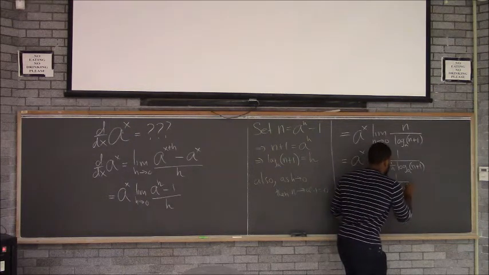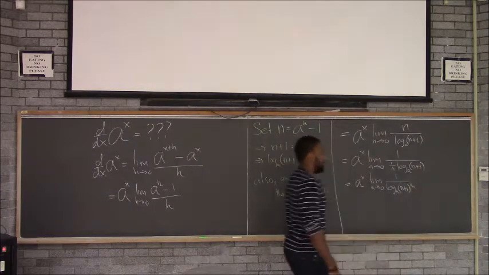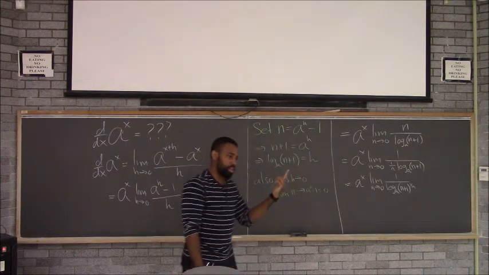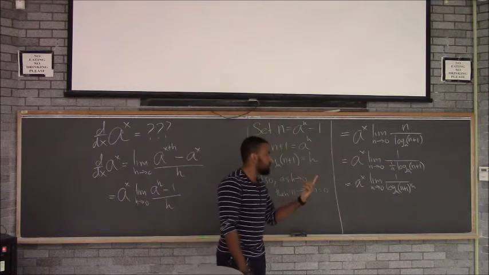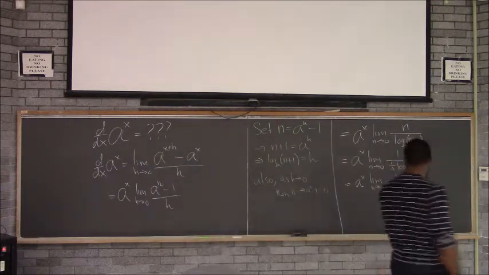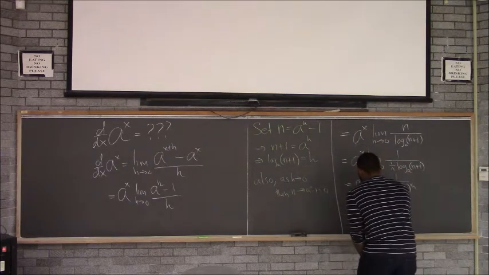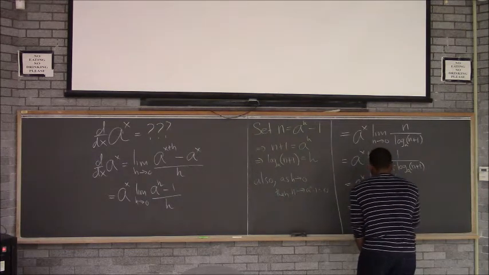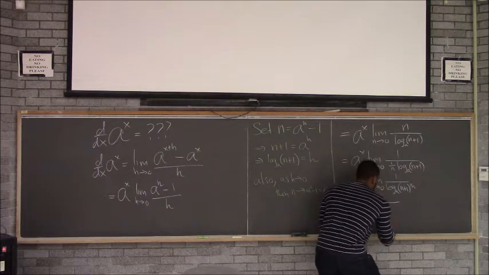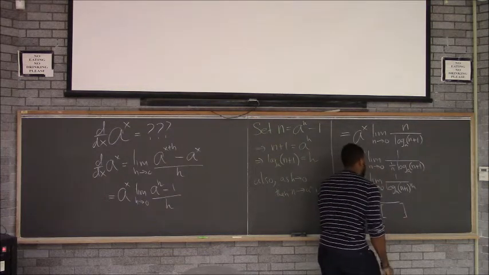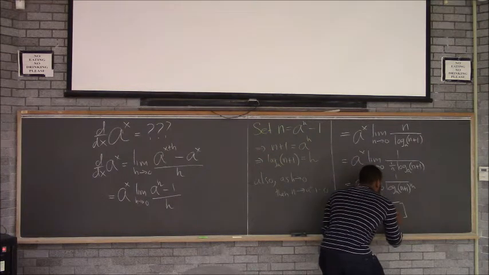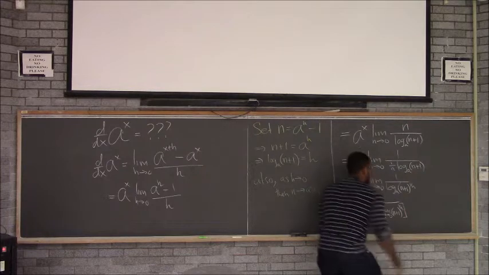And a rule I told you about if not last class, the class before that, limits pass through continuous functions. The logarithm is a continuous function. We know that it's one of the 6 elementary continuous functions. So this is going to be a to the x times 1 over log to the base a of, I can move the limit inside of this function, the limit as n approaches 0 of n plus 1 to the 1 over n.